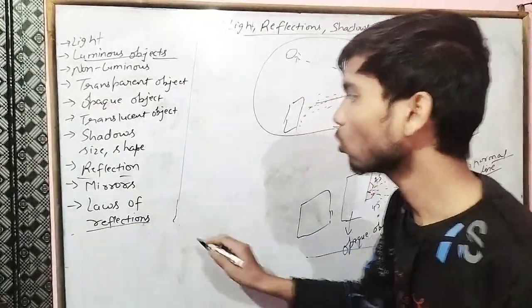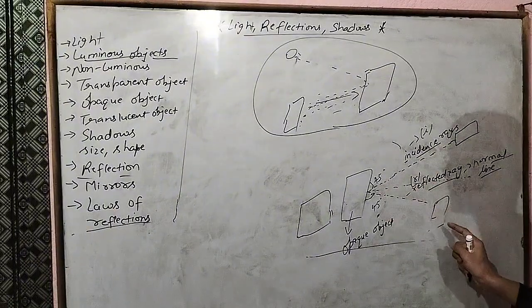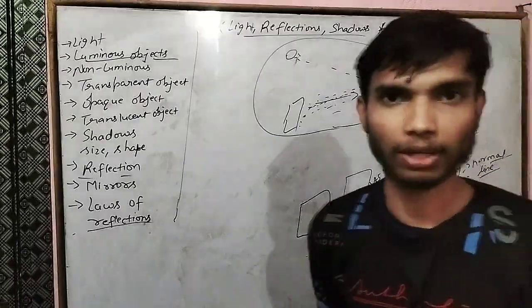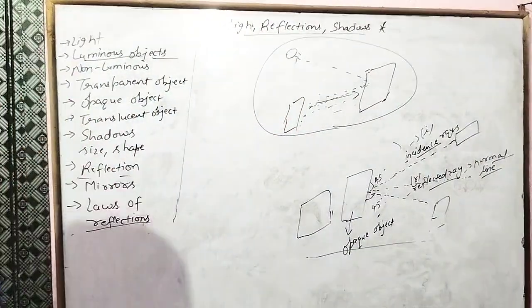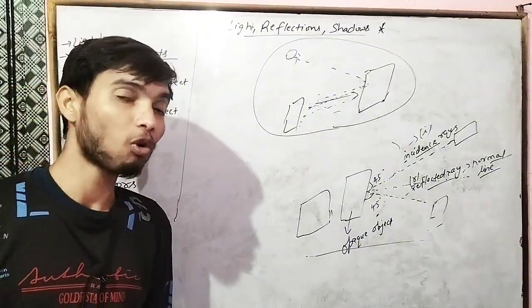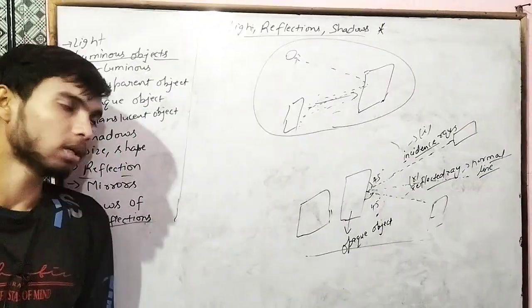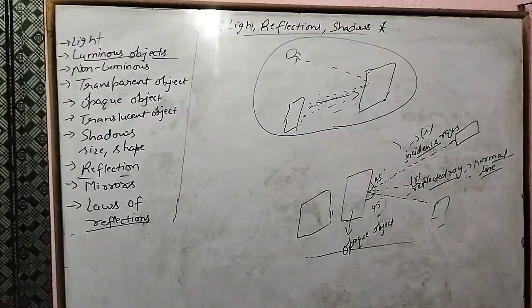Clear? So the law of reflection we understood here. If the angle of the incidence ray is 45 degrees, then the angle of the reflected ray will also be 45 degrees, because the incidence ray is falling on a plane surface. That's why both angles are the same.